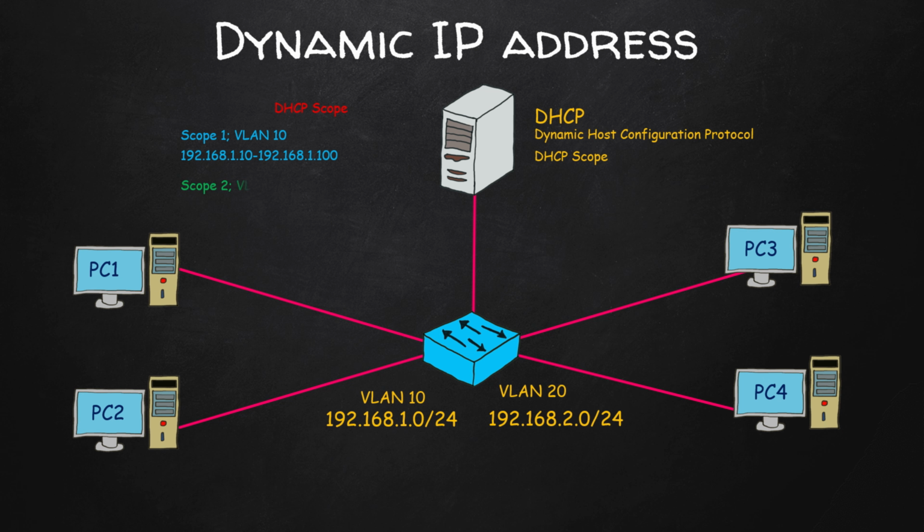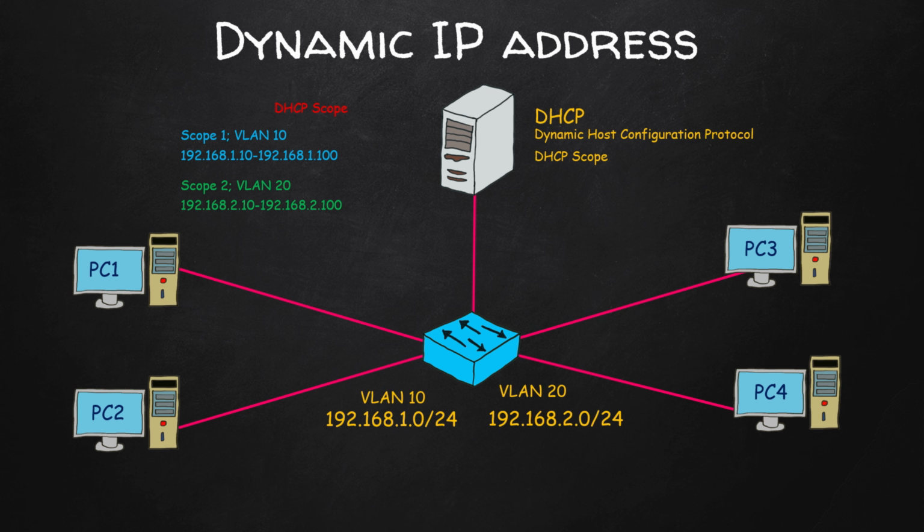And the second scope is for VLAN 20. We can say the starting IP address is 192.168.2.10 and the ending IP address is 192.168.2.100. So this means the IP addresses from 10 to 100 have been added to scope number 2. And any device from VLAN 20 is eligible to get an IP address randomly from that range.